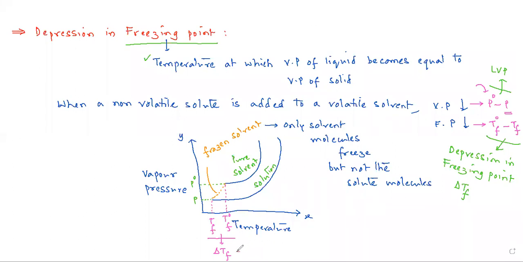Delta TF is T naught F minus TF. T naught F is more than the TF. This is how we can show depression in freezing point graphically.